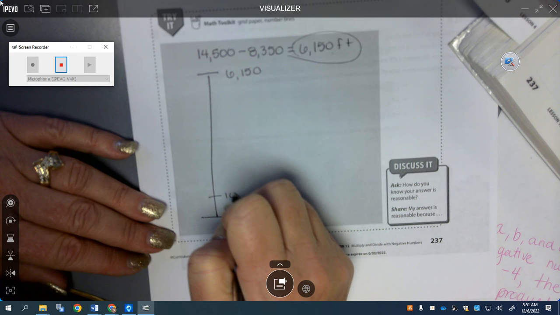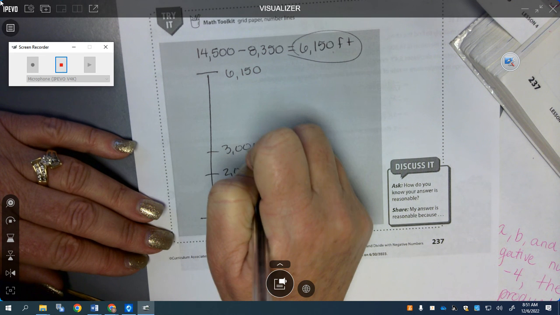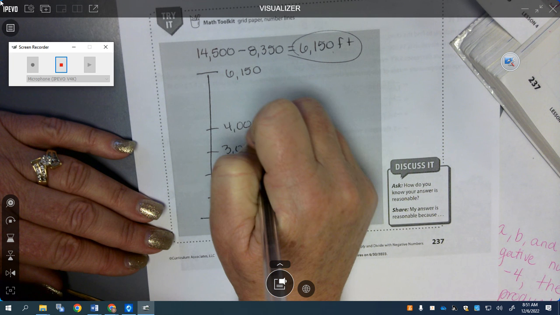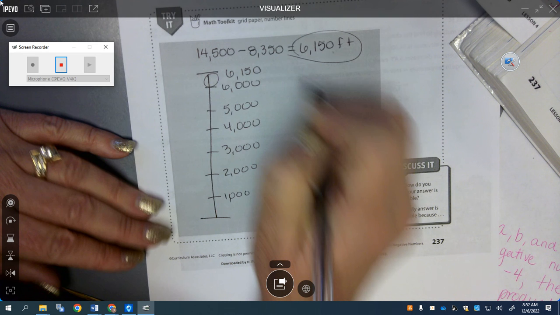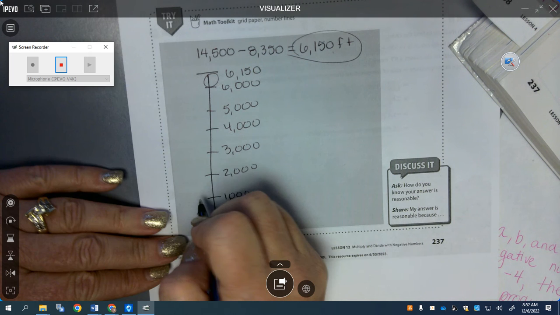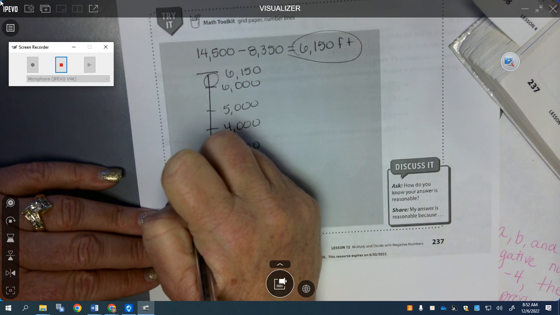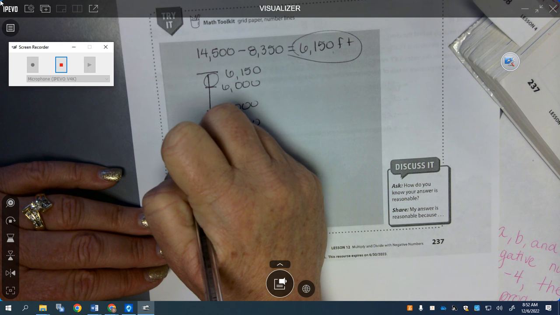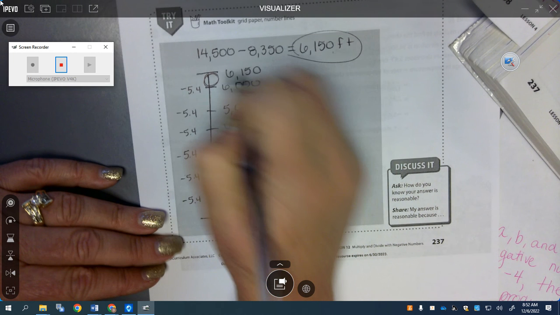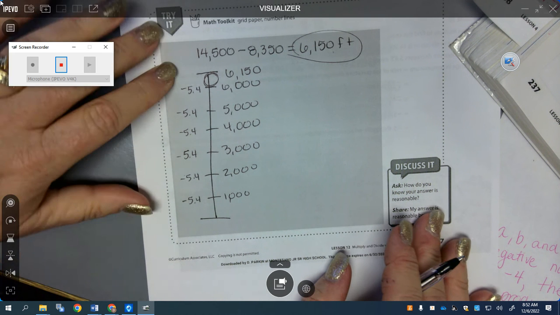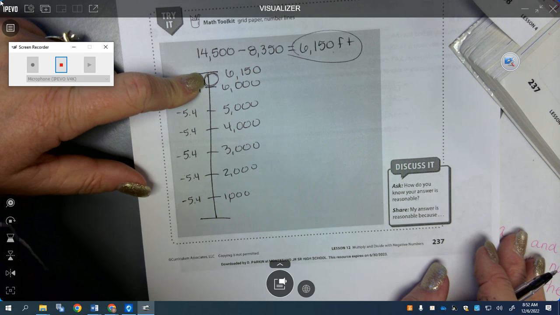1,000, 2,000, 3,000, 4,000, 5,000, and 6,000, right? But then we have this little piece left over. We know it changes by a negative 5 4/10 degrees, over and over and over again. But then we come to this little part right there, so we could add that up and then find that piece. Agree? Or what could we do?